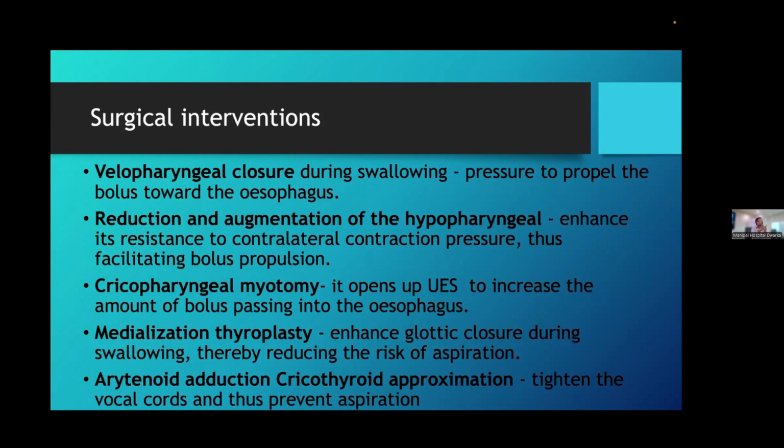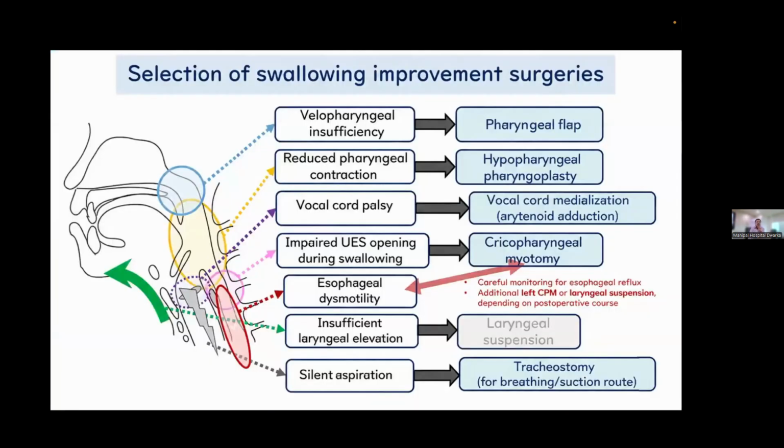For vocal cord palsy, medialization thyroplasty or injection laryngoplasty can help. And because there is a laxed vocal cord, there's a lot of aspiration. So we can tense the vocal cord by doing arytenoid adduction, or we can combine the procedure with cricothyroid approximation. So when you do a cricothyroid approximation, the vocal cord becomes more tense and it prevents aspiration, right? So these are the surgeries which can be performed for treating the lower cranial nerve palsy, right?